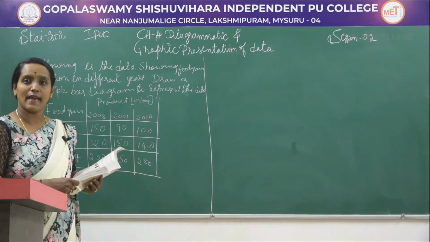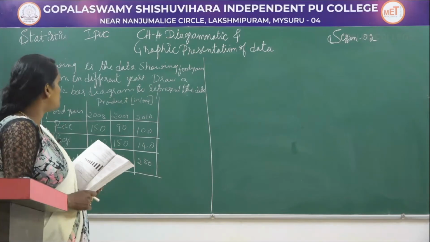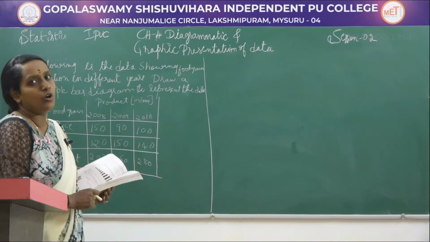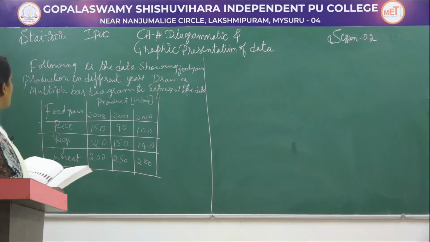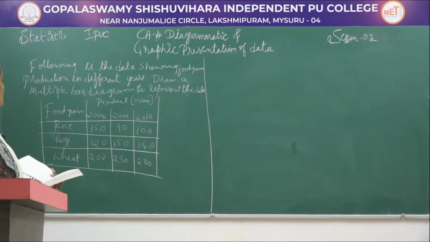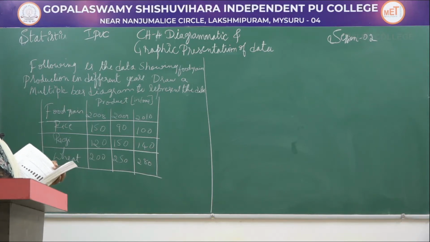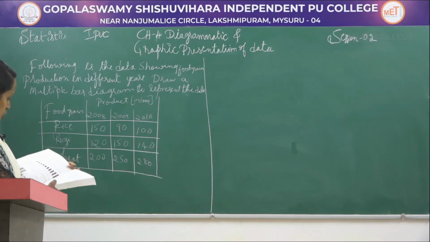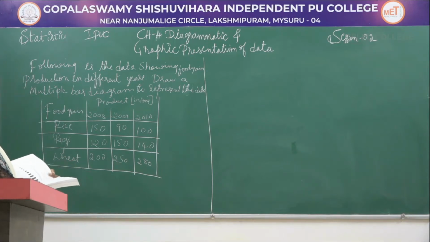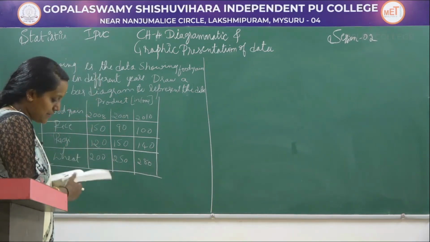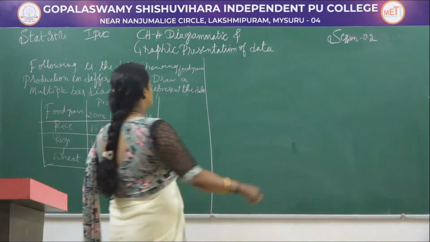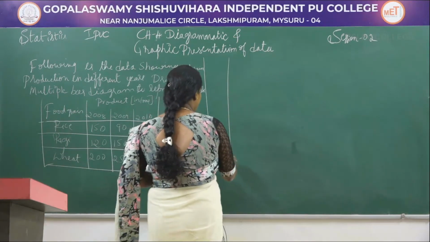So this is the data they have given. For this we have to draw a multiple bar diagram. For 2008 we have 3 food grains, that is rice, ragi and wheat, and it is in production. So for 2008 only we have 3 different components that we have to show in the diagram. Okay, let me draw this one.